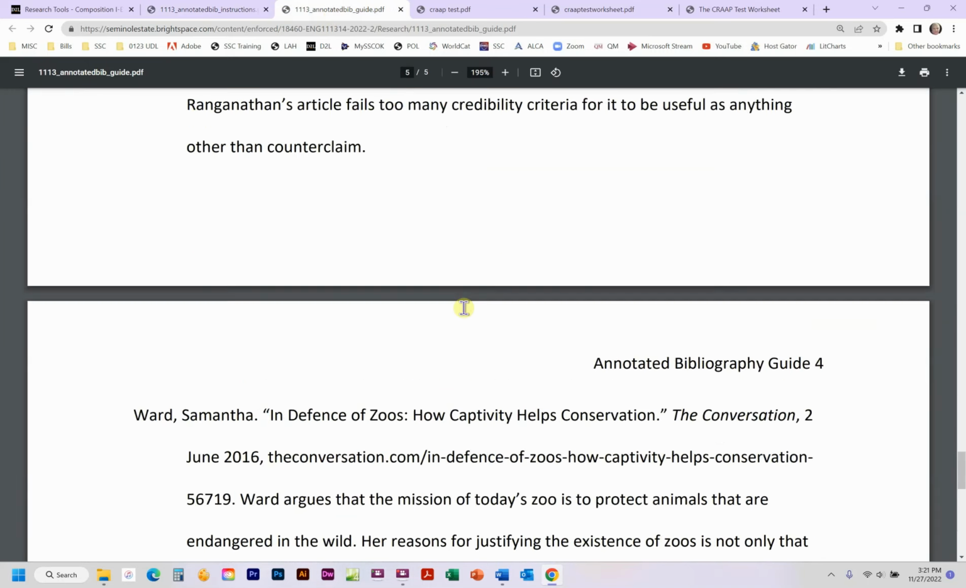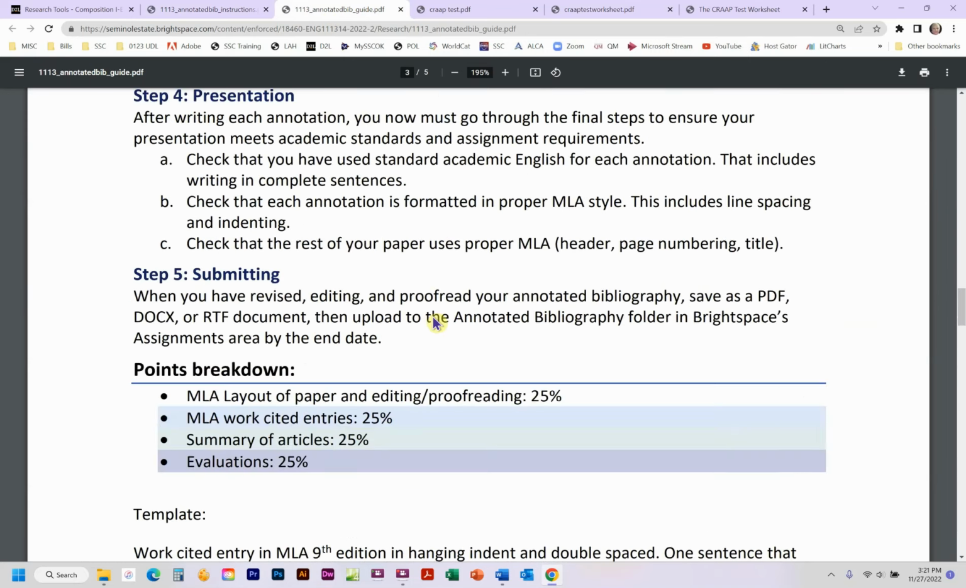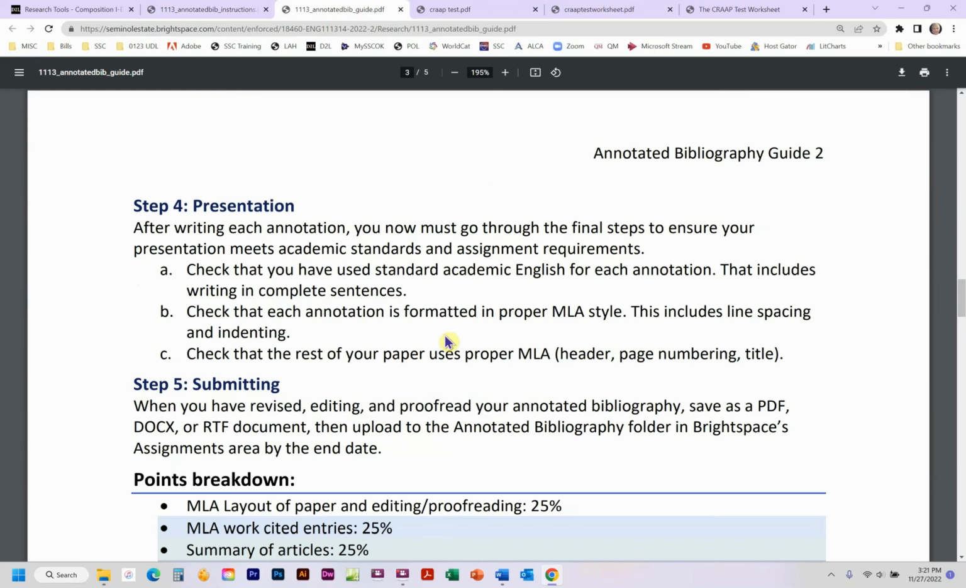Okay, the last step, let me go back up here, the next step is presentation, right? So after each annotation, you need to go through the final steps to ensure presentation meets academic standards and assignment requirements. So have you used standard academic English for all annotations, right? You've got to write in complete sentences. You have to use appropriate diction for a college level paper, right? Check that each annotation is formatted in proper MLA style. That includes spacing and indenting.